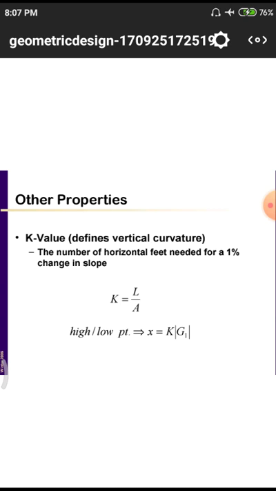Other properties means simply there may be some constants. That means k value defines the curvature of a particular road along the length of the road. That means the curvature we will get it as a k. Those are directly proportional to this length and indirectly proportional to this area. A value k equal to L by A.